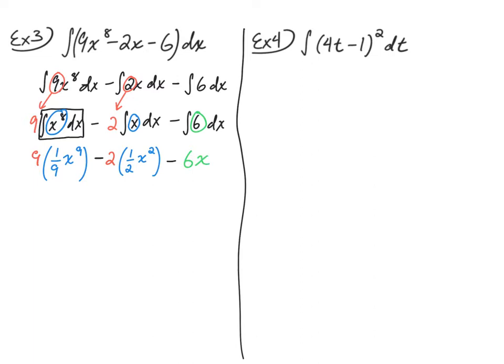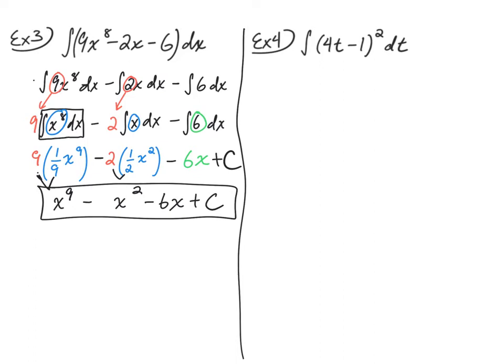Oh yeah, and then super important, plus c. That is what most students will forget, and that is what will cost the students most points on an exam. So now all we have to do is simplify. 9 times 1/9 here is 1. So we were just left with x to the 9th power, minus 2 times 1/2 is 1, x squared, minus 6x plus c.